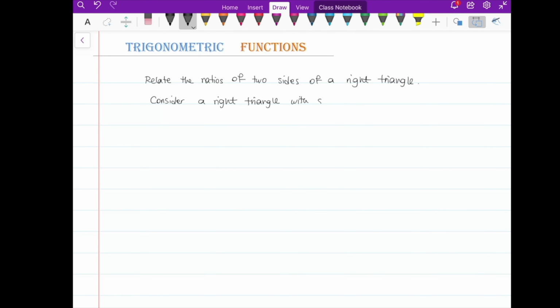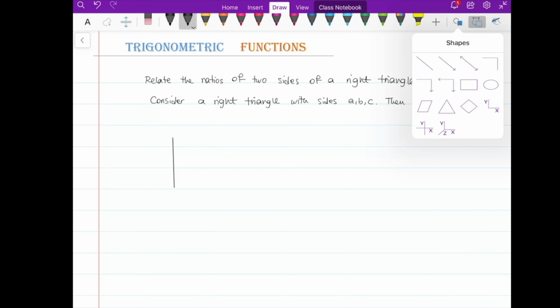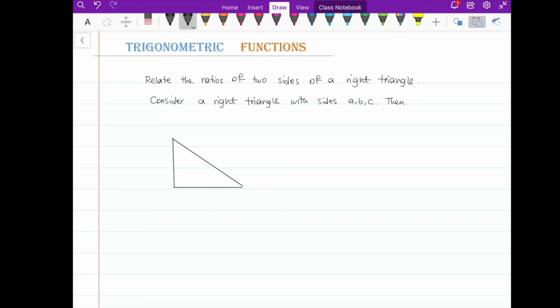with sides A, B, and C. Then we have what? Let me graph a right triangle first. Okay, this is the last side. Okay, this is a right triangle with 90 degrees in here. And then let me consider A, B, and C as the sides of that. And then let's consider X as this angle in here.